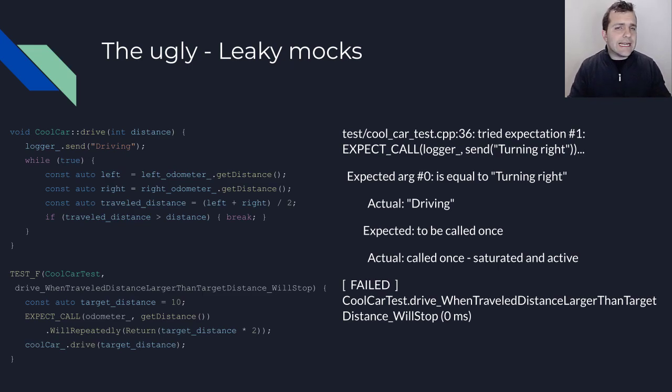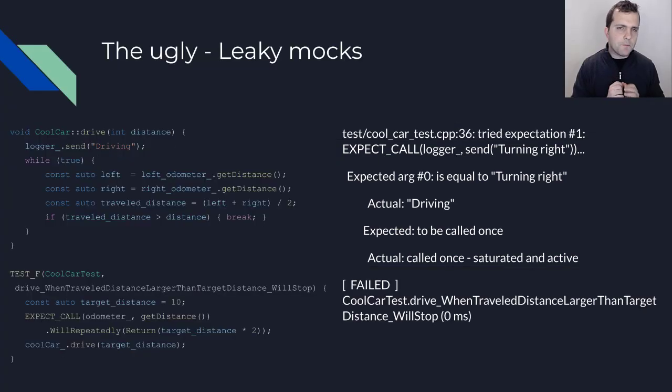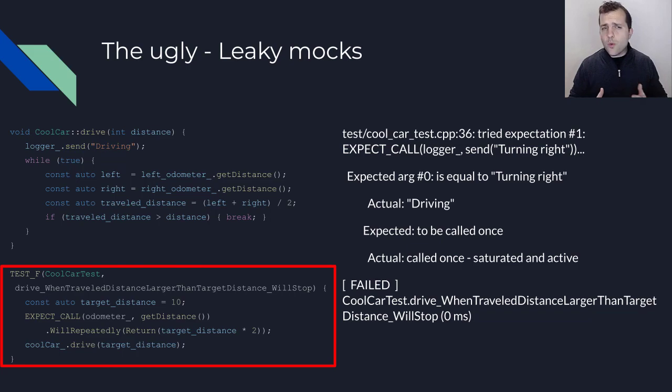GMock complains it was expecting the send method of logger to be called once with the argument turning right. Instead, it is called with the argument driving. But wait a minute, turning right is the argument of send in the turn method, not the drive method we are testing in the failing test case. We do not even set any expectations on logger when we test drive, so why did this show up now?